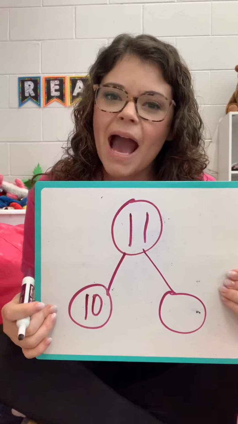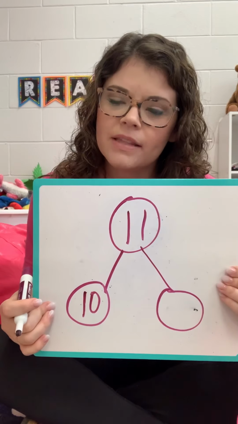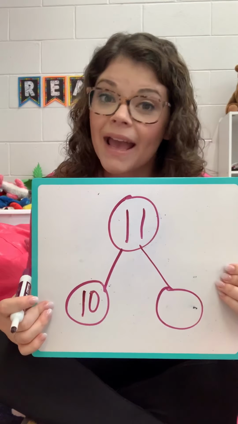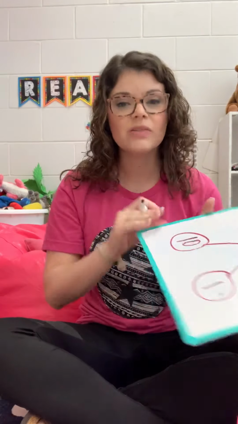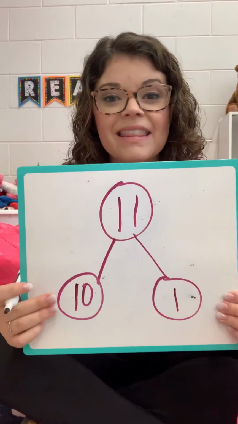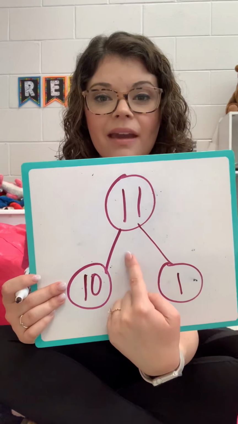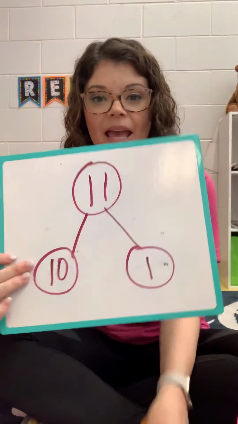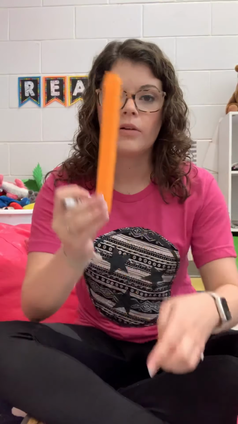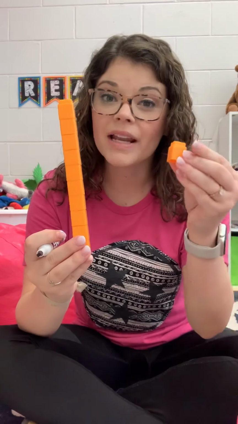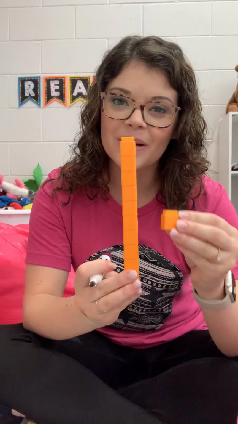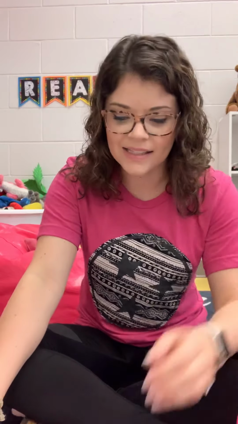Now, how many extra ones do I have in the number 11? You're right, 1. So I'm going to put the 1 here. Then we know that 10 and 1 make 11. Great job. And that is also what we have here. We have a group of 10 and 1 extra 1, and that makes the number 11. Fabulous. All right, now let's try some more.